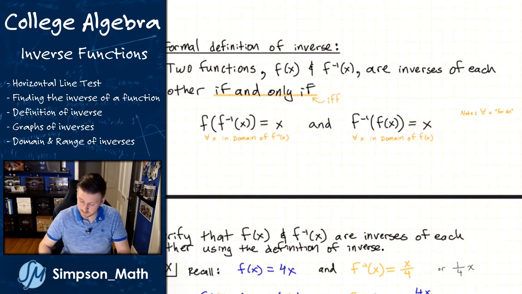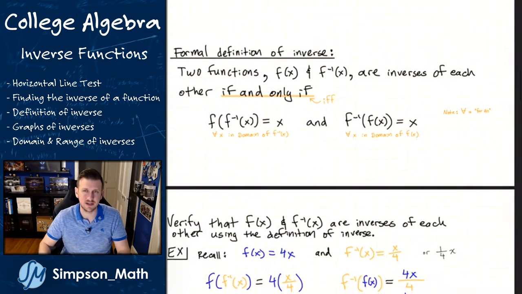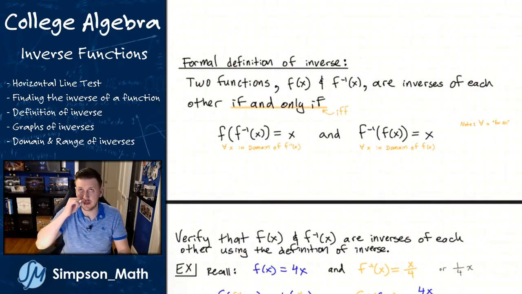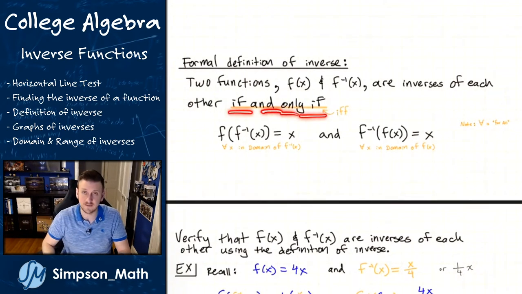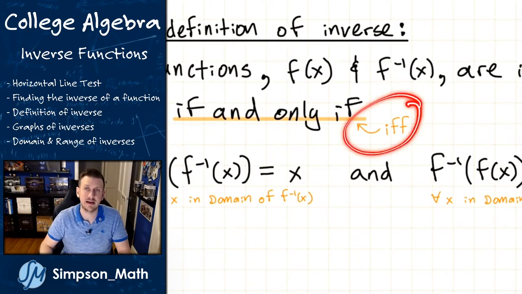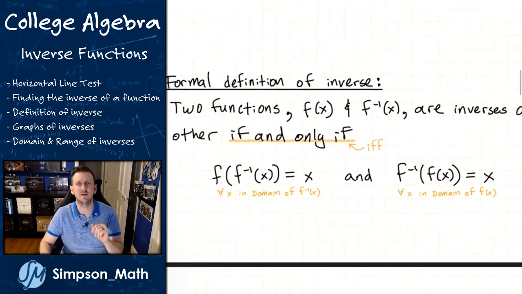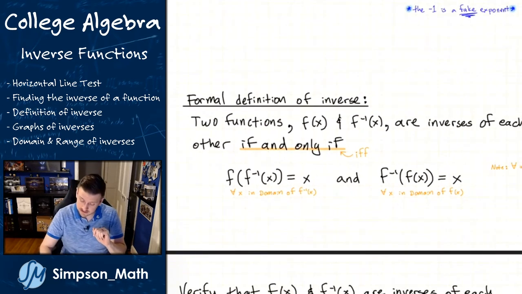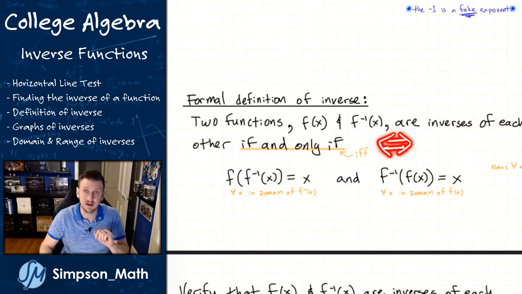All right? So a little bit of math notation. I like showing this just to expose some of you to some more mathy notation. If and only if is a very mathy term. We mathematicians have shorthanded it to iff, if and only if. Another symbol for it would be an equal sign with double-headed arrows on it, meaning it goes both ways.